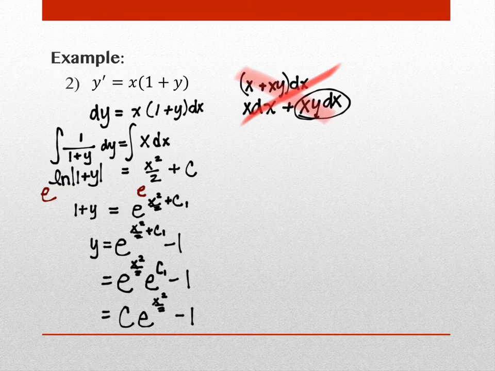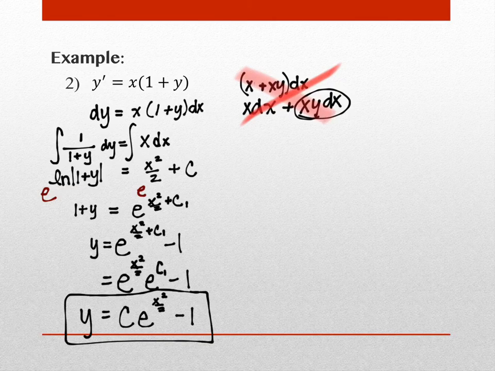All right. And I know this looks kind of funky because my x squared over 2 looks funny, but it is x squared over 2. So our general solution for this differential equation is y equals c times e to the x squared over 2 minus 1. All right? And we'll stop there.